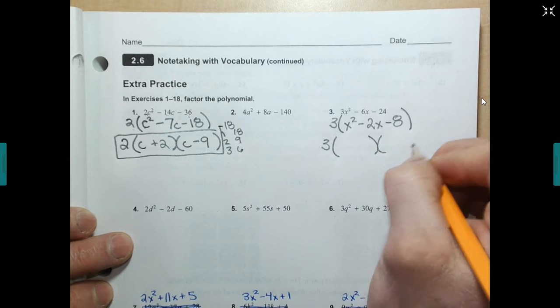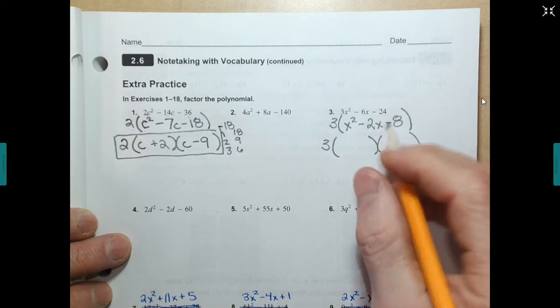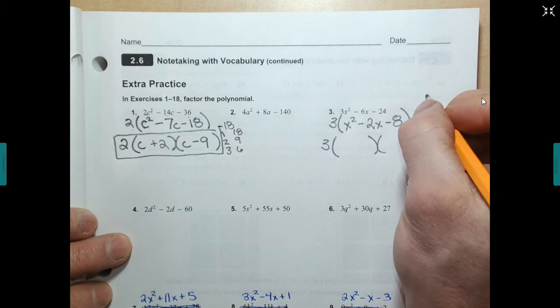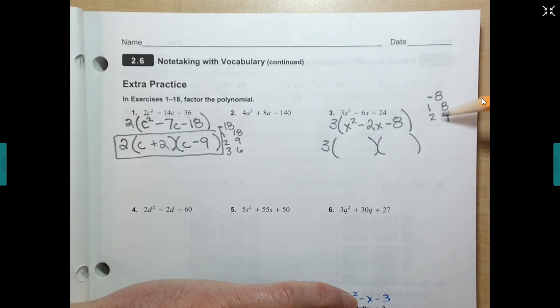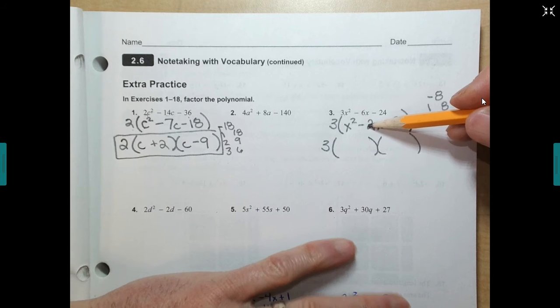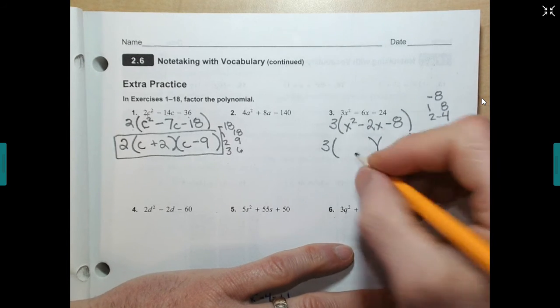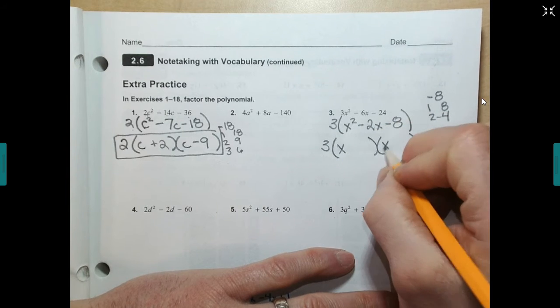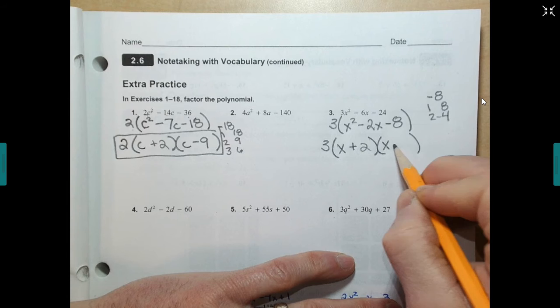So my next step is to draw my parentheses. Make sure you include the 3. And then I'm going to take my -8, 1, 8, 2, 4. One of these is going to be negative, since I have a -8. How do I get to a -2? -4 and a +2. Ooh, I keep forgetting my x. Okay. +2, -4.